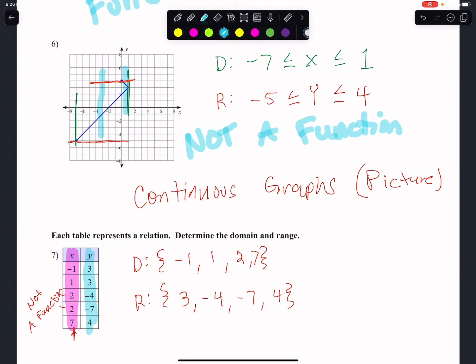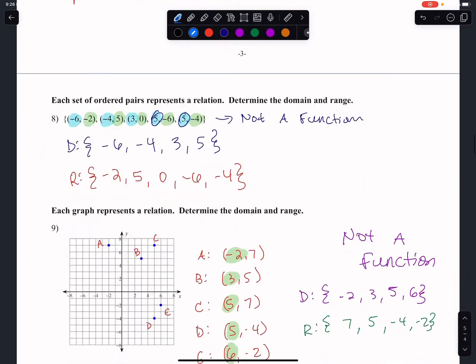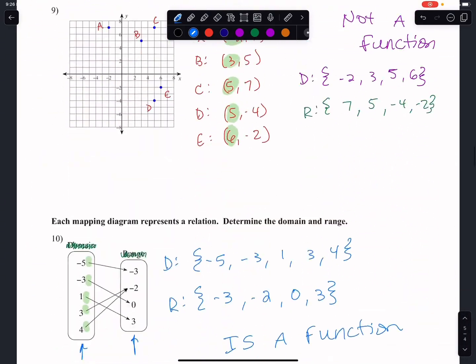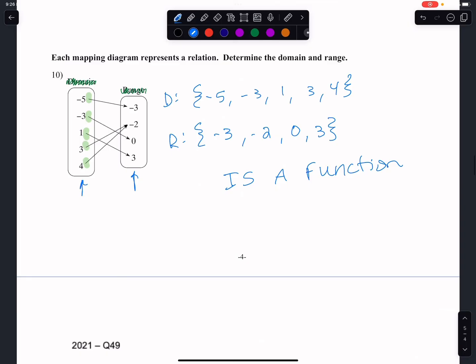Okay, now that we got through all that good stuff, we had some continuous graphs. These right here, when you have points, these are called discrete graphs.